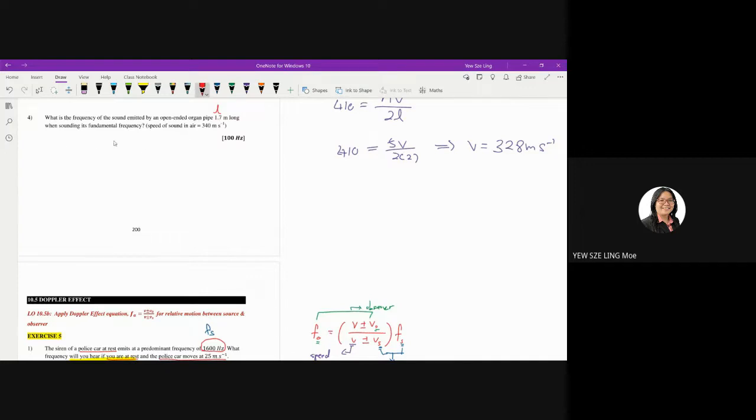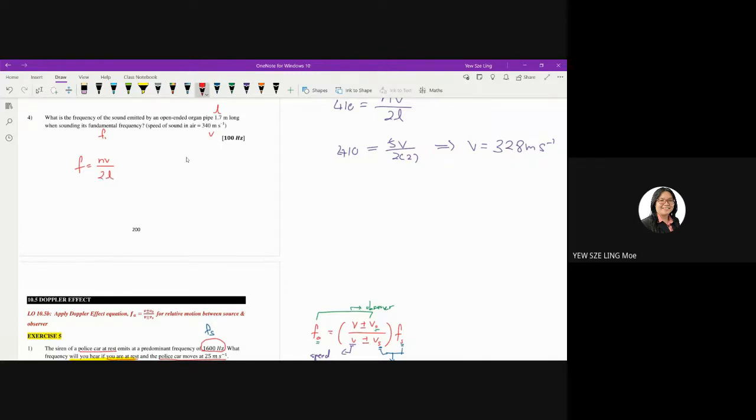So now you have a fundamental frequency, F1. The speed of sound in the air is 340 meters per second. So you're given V. So for the fundamental frequency, what is the equation? Actually, it's very simple. Now you have a V, you have an F, you have an L. F equals NV over 2L. Okay, that is what we know.